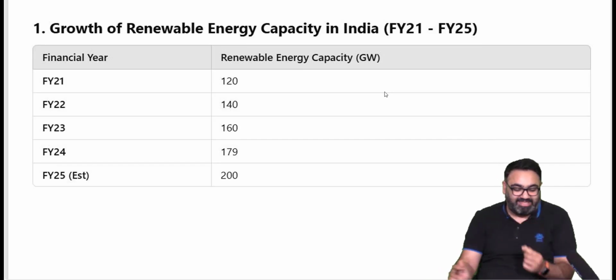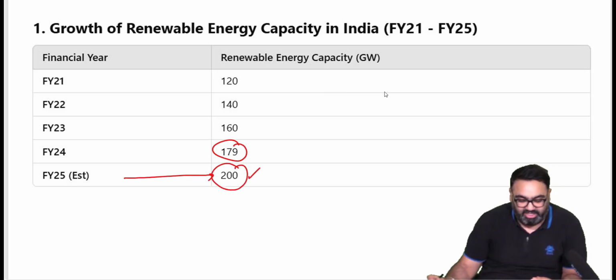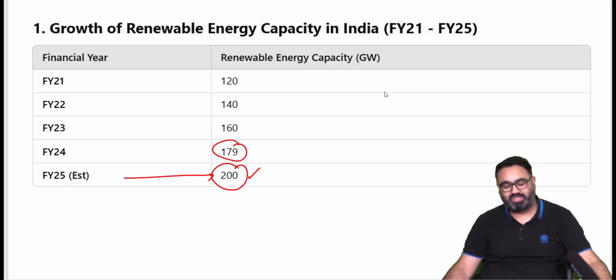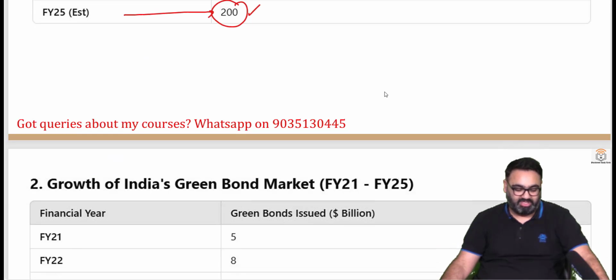As I said, 179 was the number of last year. This year, by the time the financial year ends, we are expecting that we would reach 200 gigawatts of renewable energy capacity. The aim is to reach 500 by 2030. So we don't have a lot of time left, but the government is optimistic enough and says that we should be able to achieve that.